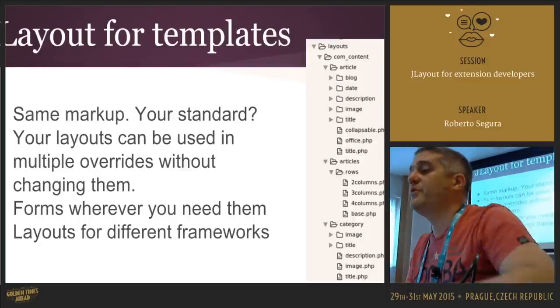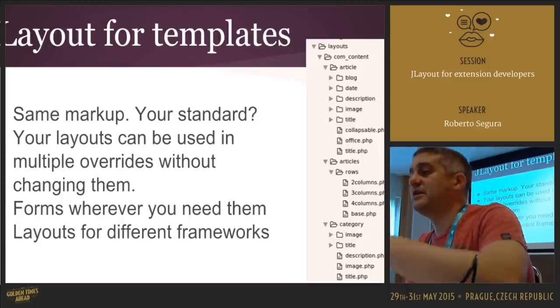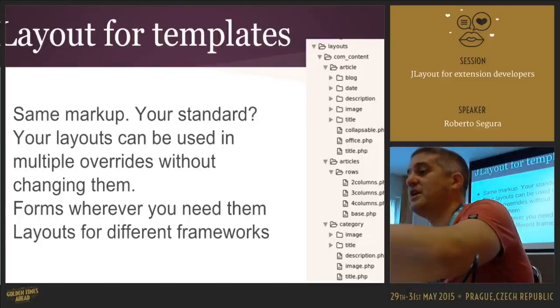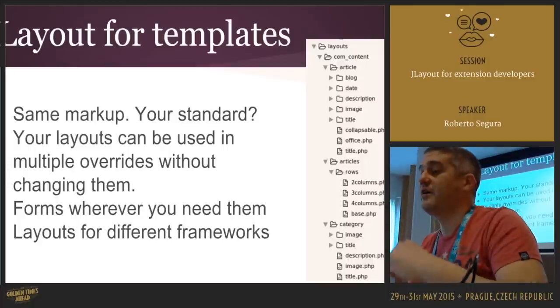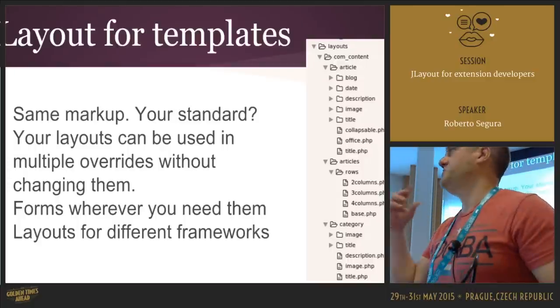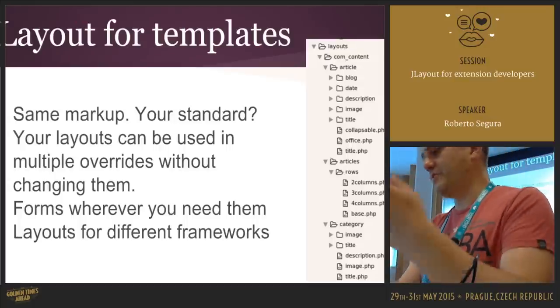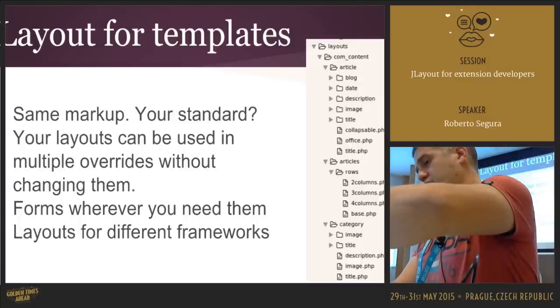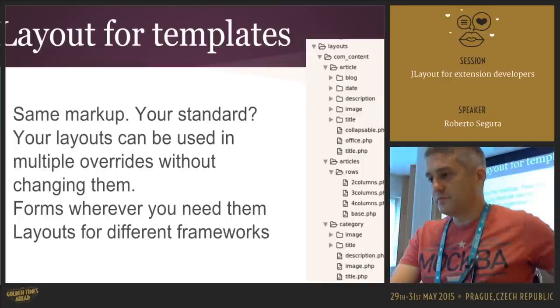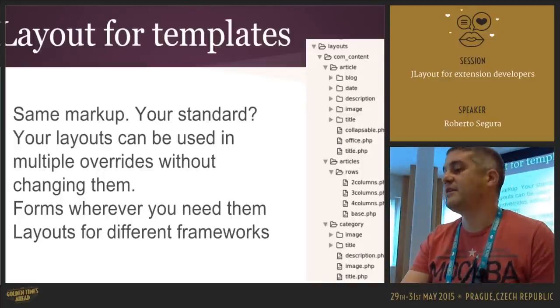Then I have a blog view for my article, the date for when it's published, the description that I have shown before, the image of the article. All that layout I can reuse in all my templates, or use a module and say, okay, in this module I want to show the title and an image, the intro image. I also have the 2, 3, or 4 columns layout. So it's starting to think in something like that.